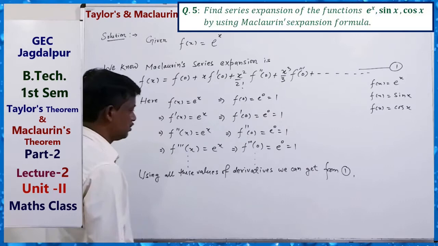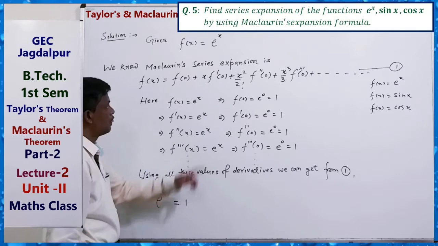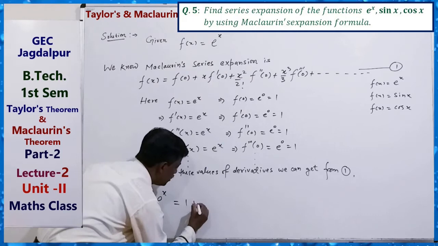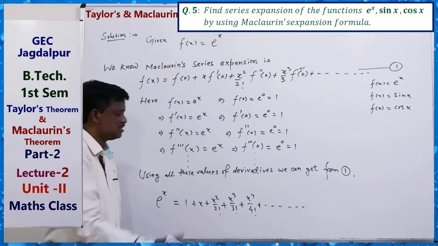What does just f(x) mean? e to the power x equals f(0) plus x f'(0), all are 1. So just write 1 plus x plus x square by 2 factorial plus x cube by 3 factorial plus x to the power 4 by 4 factorial and so on. This is the exponential series. We just know this formula.